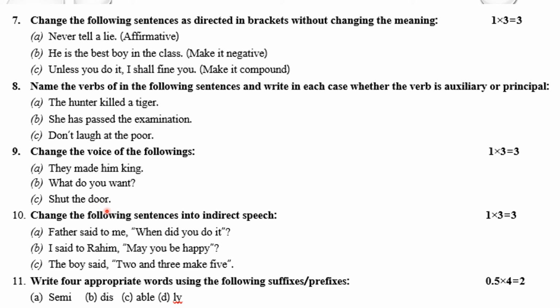Number 10, let's see. Change the following sentence into indirect speech. You know that speech means narration, and narration is of two types: direct narration and indirect narration. There, in the direct narration, you have to change it to indirect. Father said to me, "When did you do it?" Answer maybe: Father asked me when I had done it.